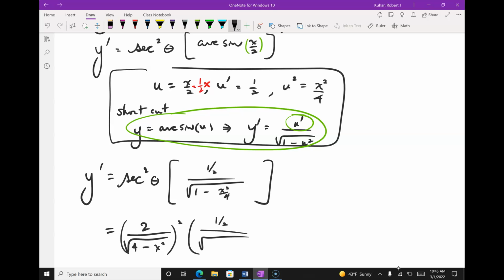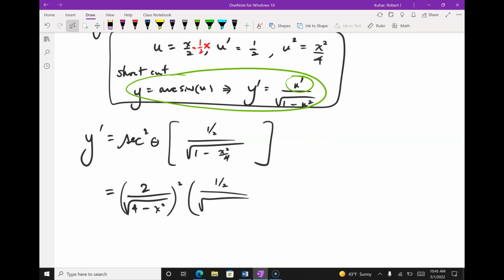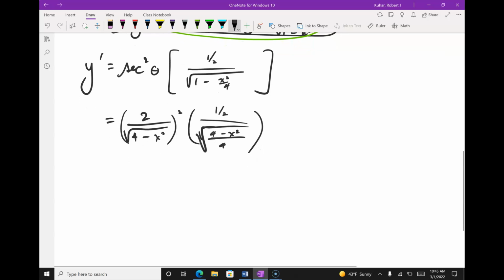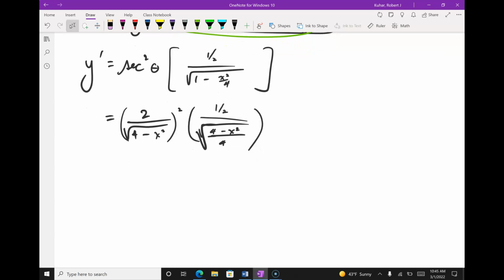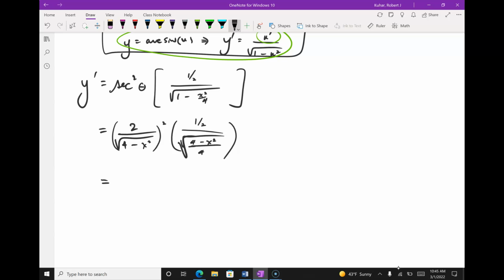Notice I've got fractions within fractions there. I want to get an LCD here, so all over 4. Well, some things simplify, don't they? Make sure you're with me here. You see where I got my secant squared from? This is my secant, from the triangle, but then I'm squaring it. And the other piece is the derivative of my arcsine.